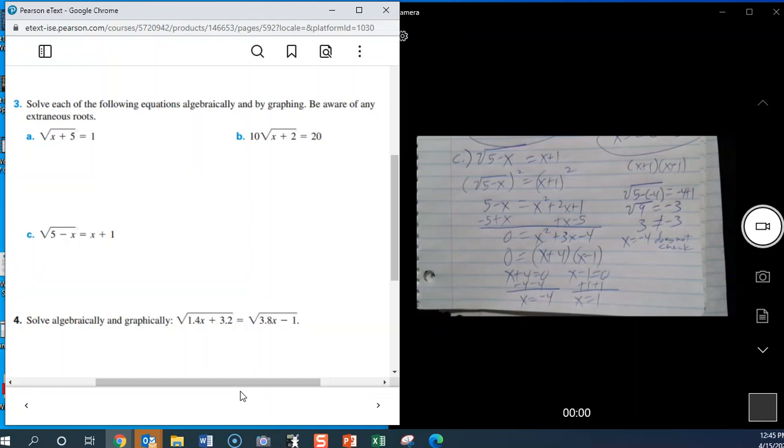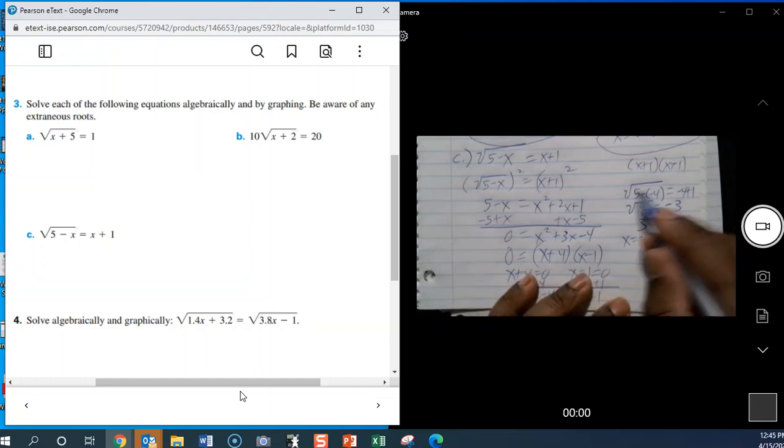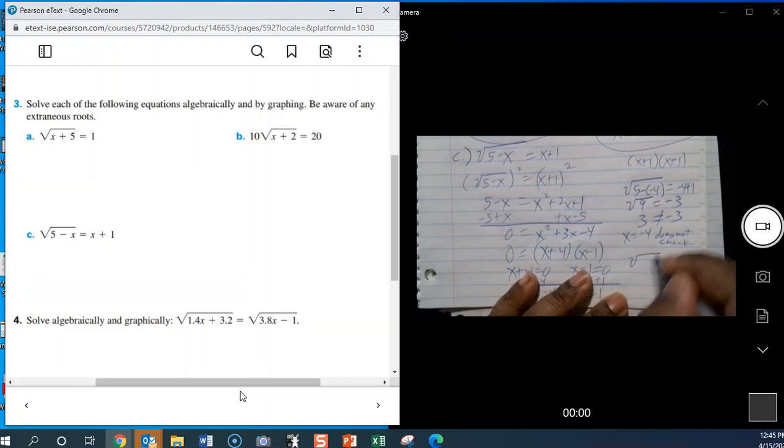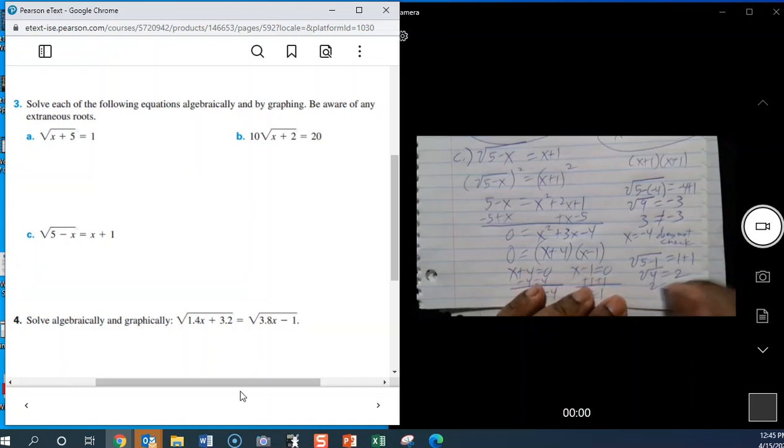Now, we're going to try 1. So we would take the same equation. We have the square root of 5 minus 1 is equal to 1 plus 1. So it'd be the square root of 4 is equal to 2, and 2 equals 2. So x equals 1 checks. All right.